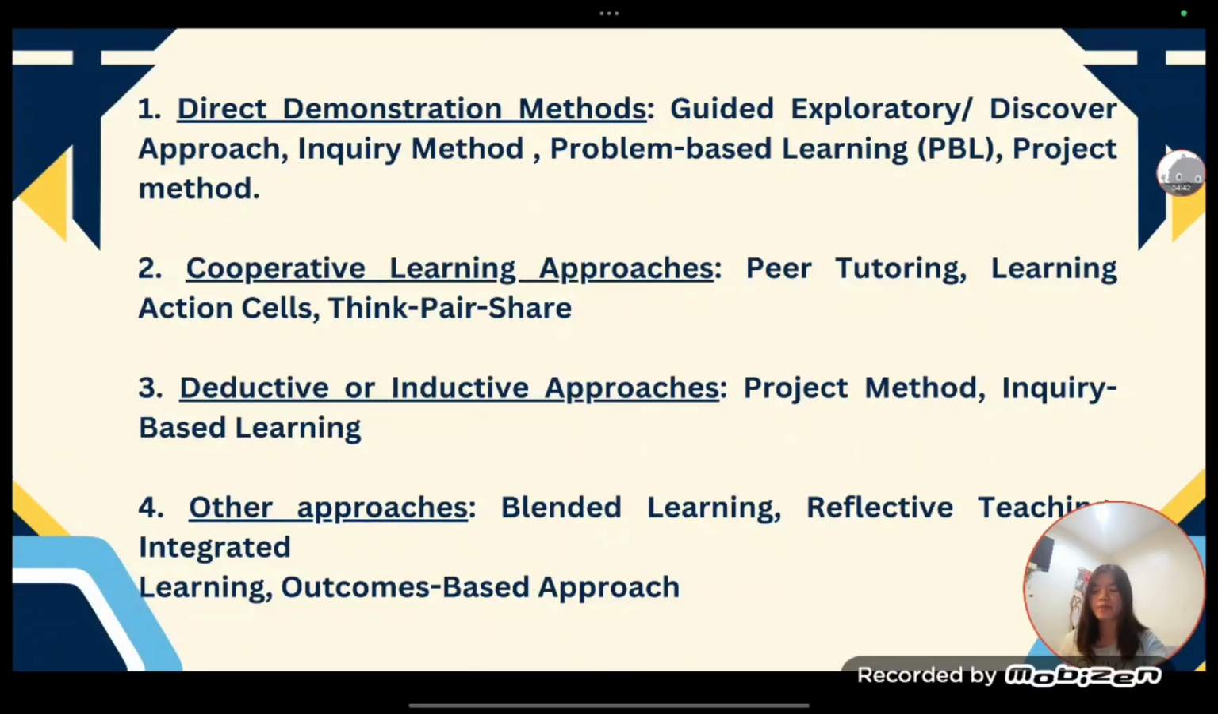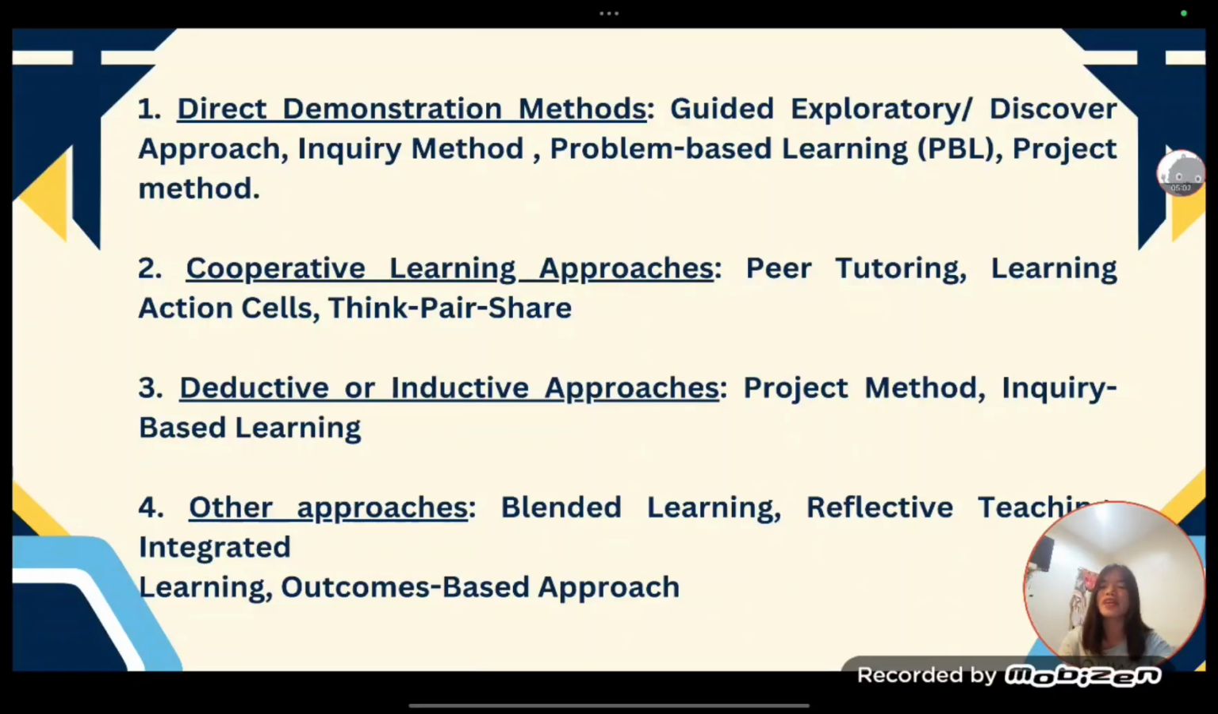When we say project methods, these are the methods where learners work on a project, such as scrapbooks and miniatures, that could be seen physically.